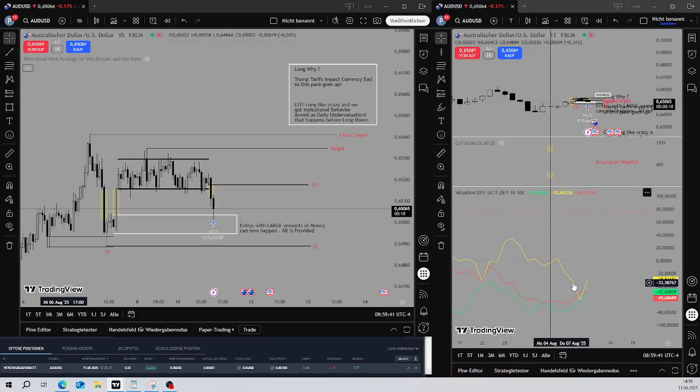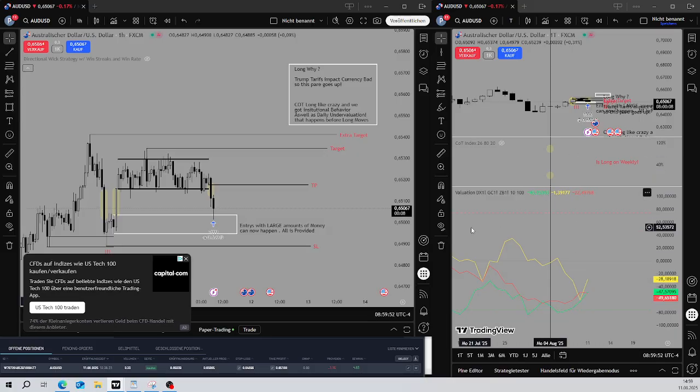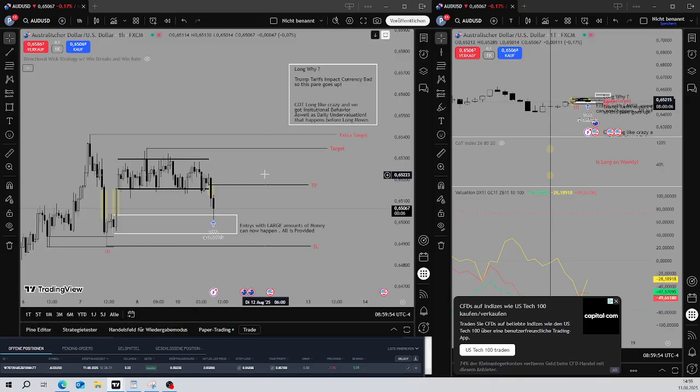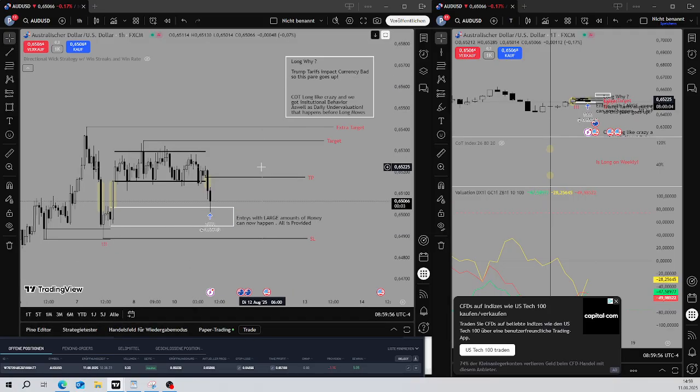So if the market is undervalued against other asset classes, then it's basically a fundamental RSI. So way more accurate, way more accurate. Now everything you got here, everything, it just presents a long. Fundamentally, it should go up.